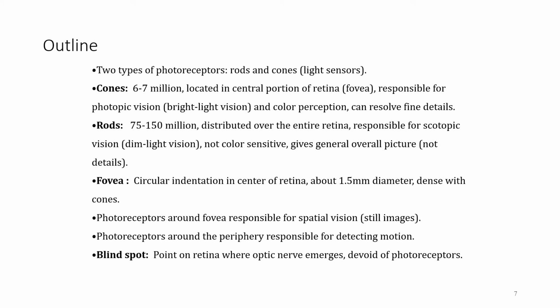The fovea is the center portion of the retina. It is about 1.5 millimeters in diameter. Already you know that the blind spot means there are no receptors. That means there are no cones and rods. That spot is the blind spot. At that spot there is no vision.